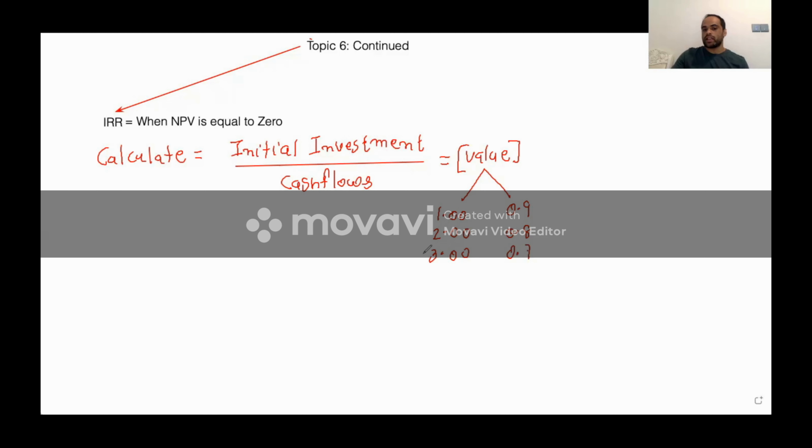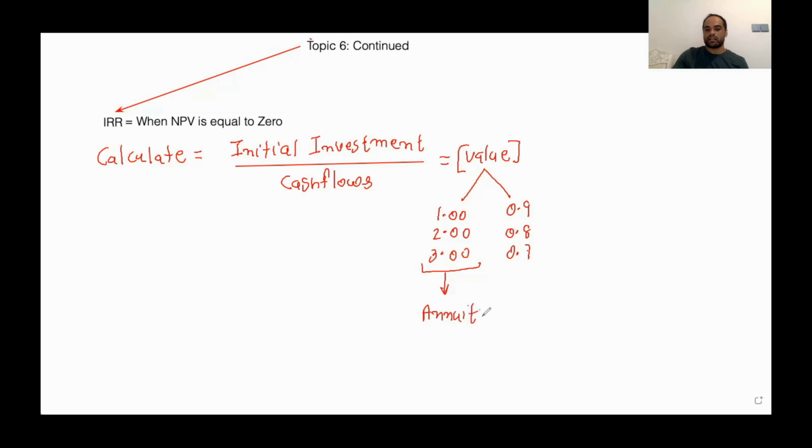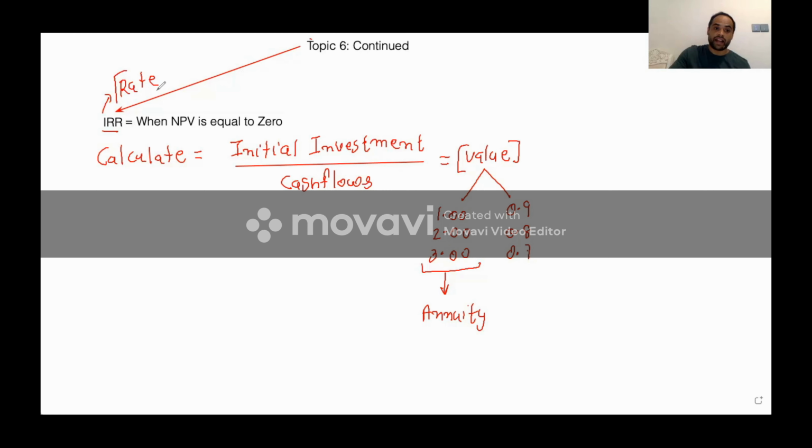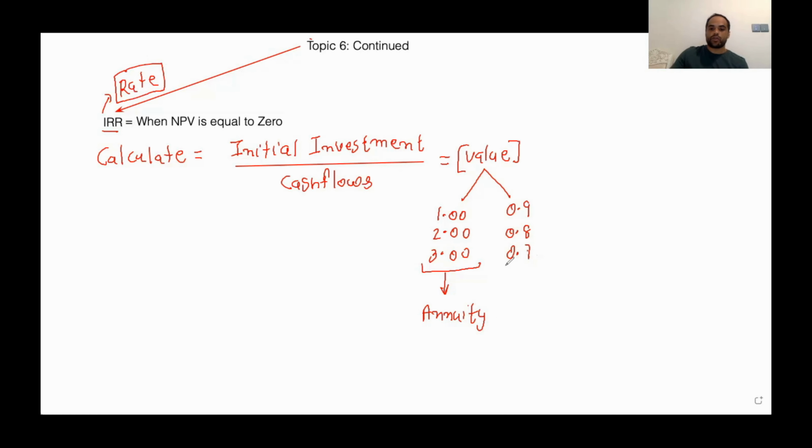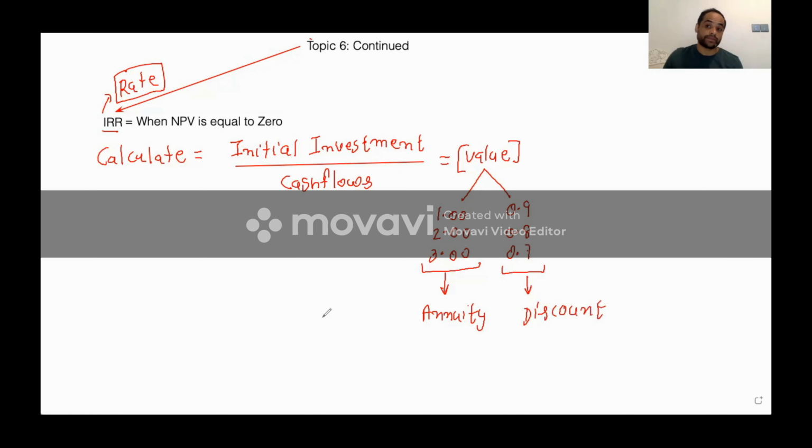0.7, and so on. If these values are 1 point something, then obviously you will go to the annuity table to find the rate. Remember, it's IRR, internal rate of return. So your answer will be a rate, not the dollar value, because NPV gives you a dollar value. But here we're going to estimate the rate. If your values are 0 point, then you will go to the discount table to find the rate.